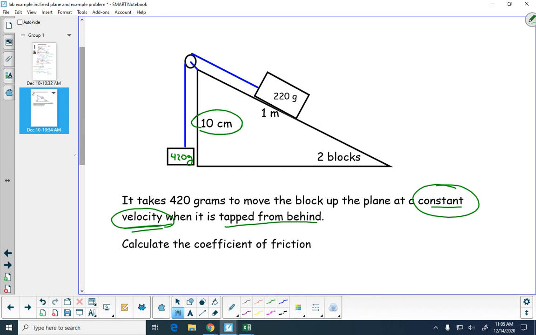We have 10 centimeters here. We have 1 meter here. What we do not have is an angle. What does this angle theta have to equal here? How can we calculate this value for this angle theta? Well, we have a right triangle here. We know this is 1 meter. We know this is 10 centimeters. Which trig ratio would relate the 10 centimeters and 1 meter to the value of theta?